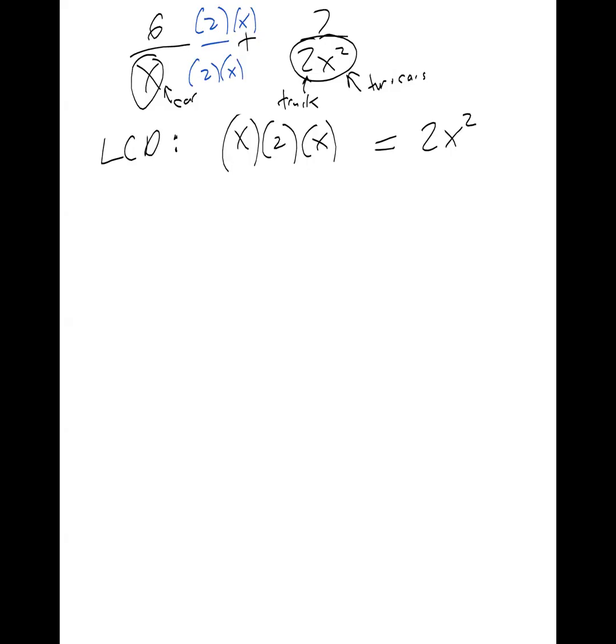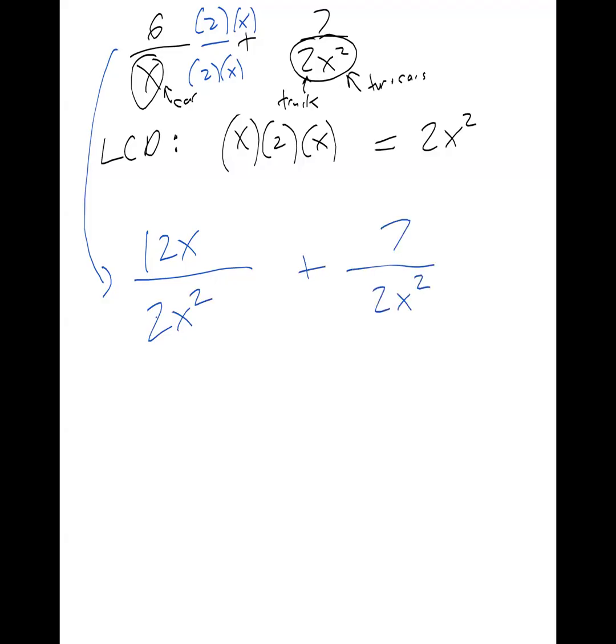car, right? So you have to multiply by an X on the bottom and on the top. Now, what is 6 times 2 times X? 12X. So the top is now going to be 12X, and the bottom is going to be X times 2 times X, which is 2X squared. And then plus, and this one is still the same. Why did that one stay the same? Because that one already had everything. It already had 2X squared. So now I have 12X over 2X squared plus 7 over 2X squared.